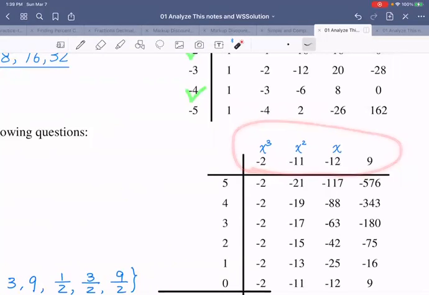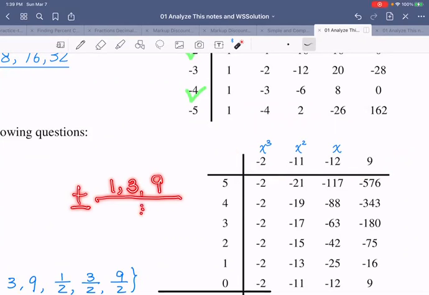It could be plus or minus, so it could be either positive or negative, and then it could be 1, 3, 9, 1/2, 3/2, or 9/2. Very good. So you have those combinations.